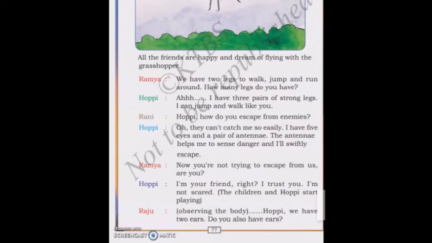Oh, they can't catch me so easily. I have 5 eyes and a pair of antennae. The antennae help me to sense danger and I will swiftly escape. Okay, so how does a grasshopper run away from its enemies? Now it is known as antennae. The work of the pair of antennae is to sense danger or find out if there is any enemy nearby, and it escapes from that situation.